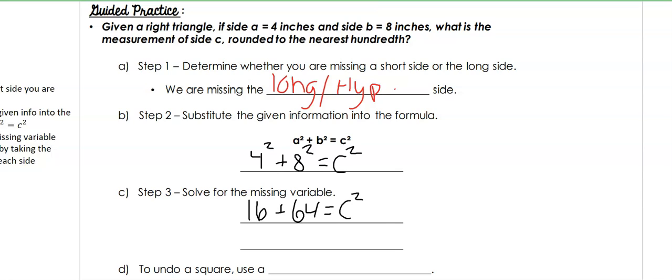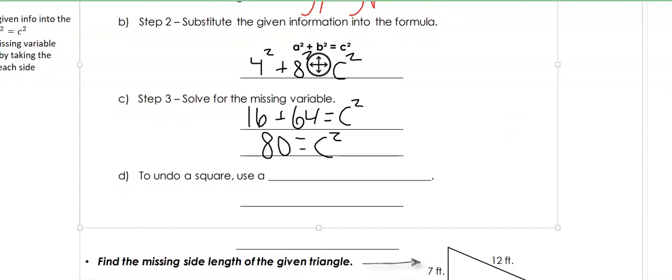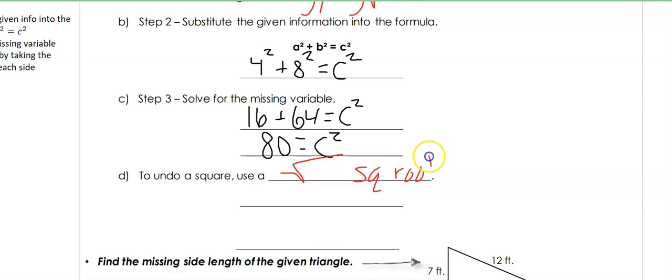So now I have 16 plus 64, which is 80. 80 is equal to c squared. Now, to undo a square, we are using the square root. So here, if I have 80 is equal to c squared, I would take the square root of each side.